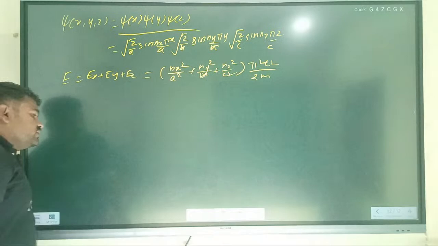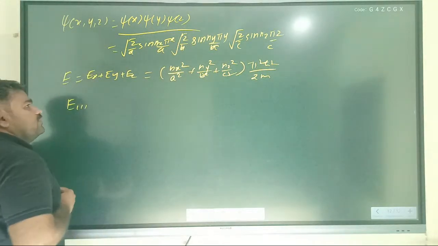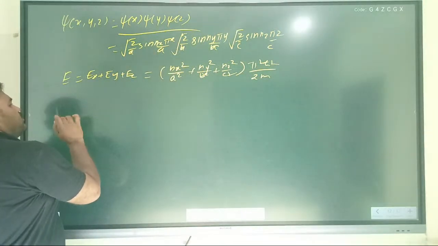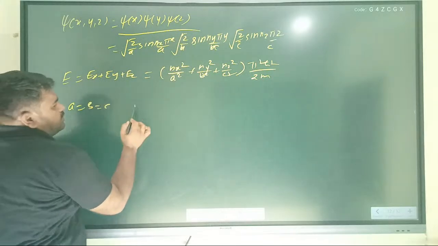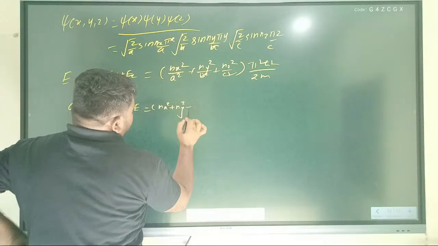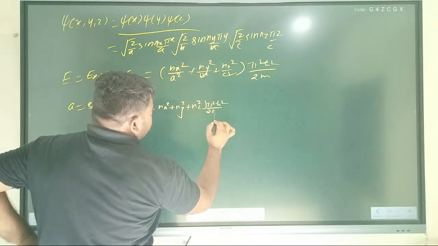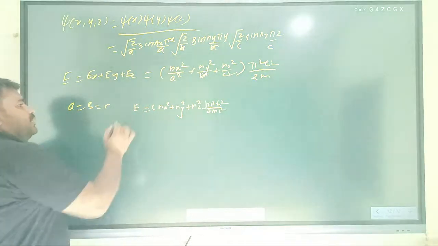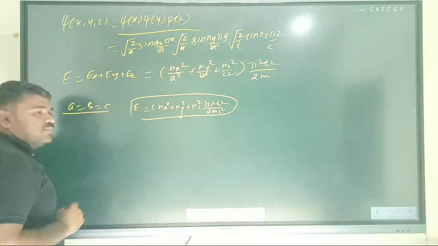Then what are the energy levels? Ground state. So we can choose E11, or we can choose the symmetric box. Okay, symmetric cube. Then a is equal to b is equal to c. Then energy E is equal to nx square plus ny square plus nz square, bracket complete, pi square h cross square upon 2 m l square. Okay, these are the energies. And what is the relation? a is equal to b is equal to c.